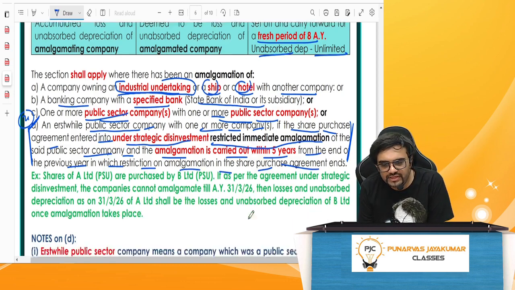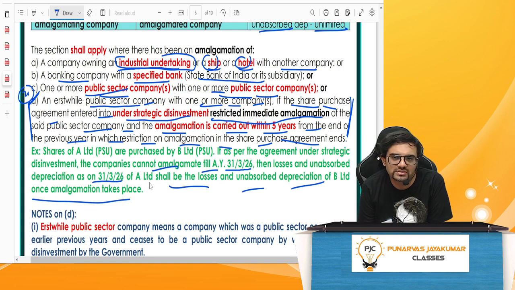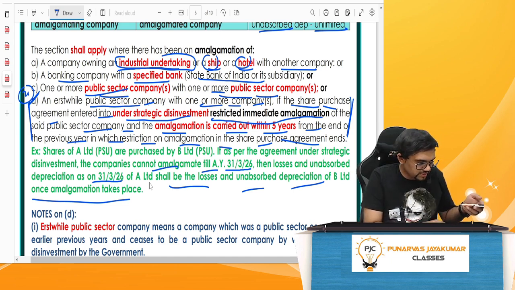The shares of the PSU are purchased by B; if, as per the agreement of strategic disinvestment, companies cannot amalgamate till assessment year 31/3/2026, the losses as on 31/3/2026 shall be the losses and unabsorbed depreciation once the amalgamation takes place. So here also in Tata there will be a share purchase agreement for a couple of years, and then things will go ahead.